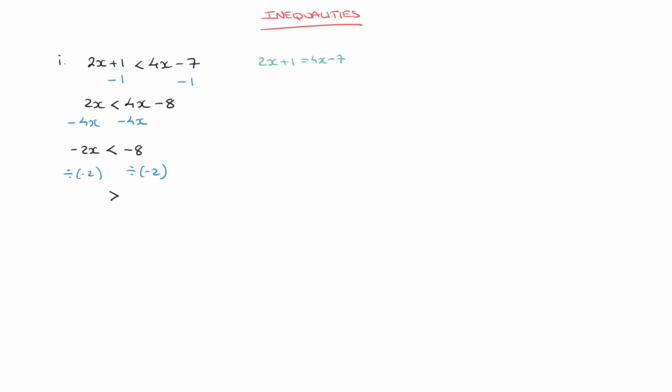And so on the left-hand side, I'll have negative 2x divided by negative 2. So that just turns into x. And that's going to be greater than, remember I swapped the inequality, negative 8 divided by negative 2, which will be 4. And that would be the answer here, okay?